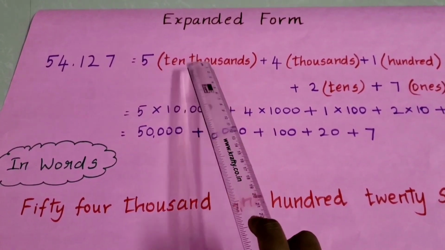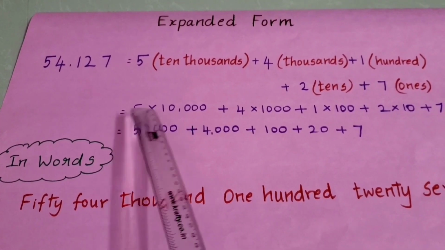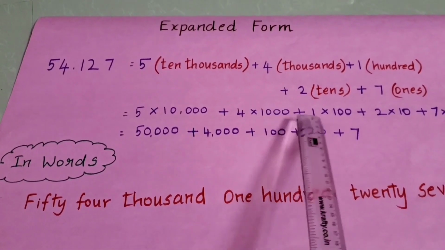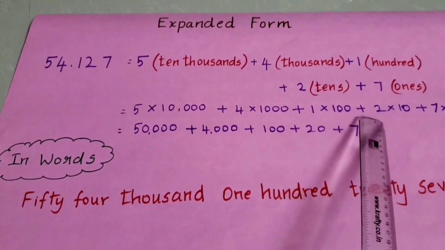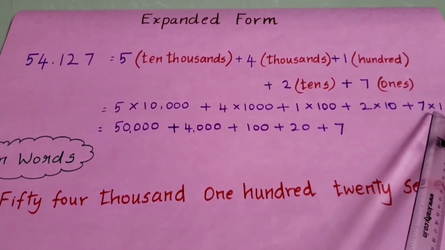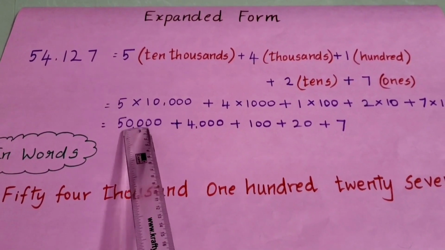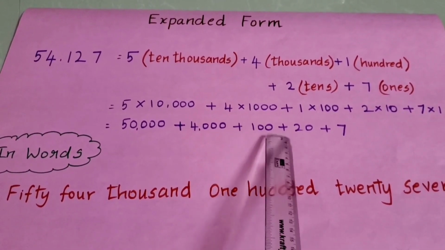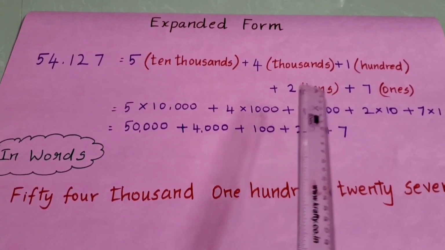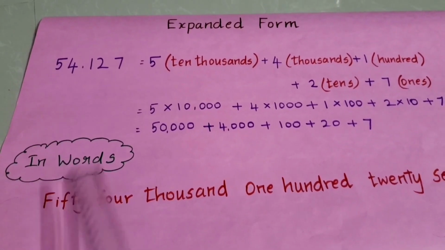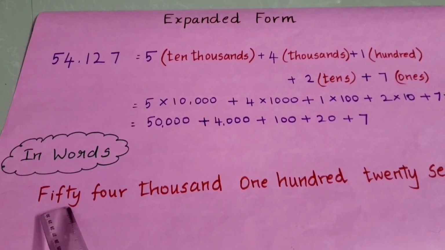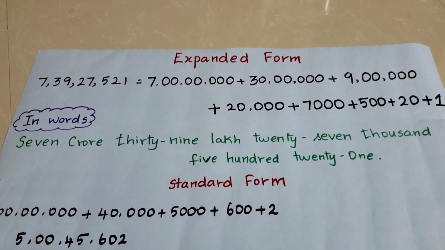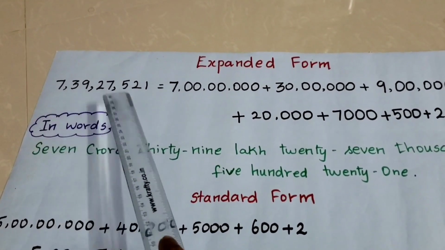Let us replace with 10,000 in numbers. 5 into 10,000 plus 4 into 1000 plus 1 into 100 plus 2 into 10 plus 7 into 1. Let us simplify, and the answer is 50,000 plus 4,000 plus 100 plus 20 plus 7. In words, the number can be represented as 54,127.